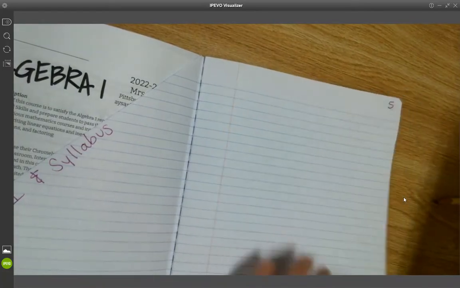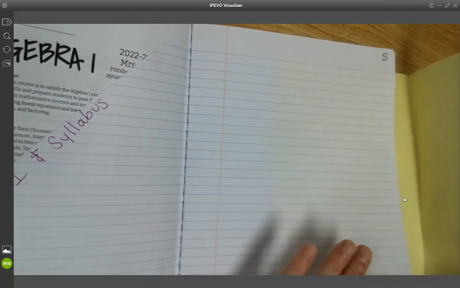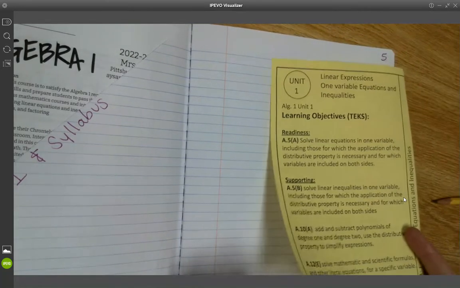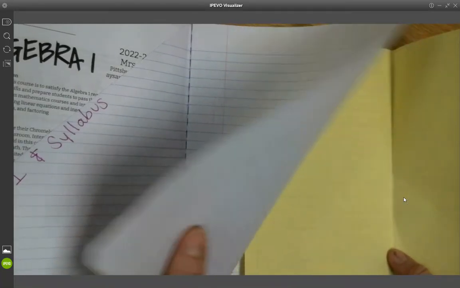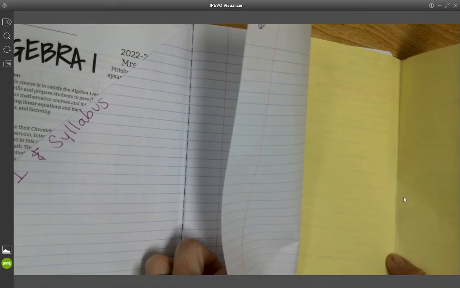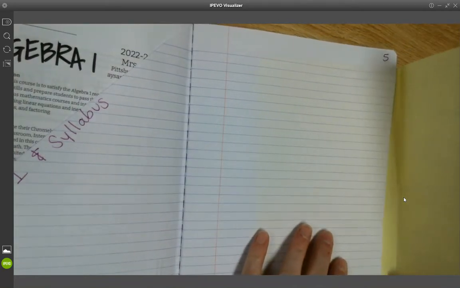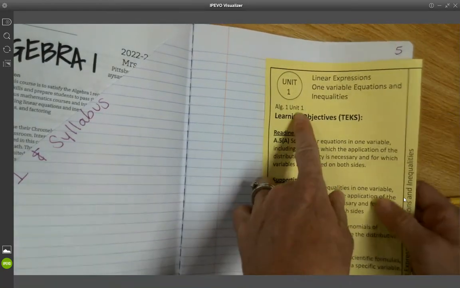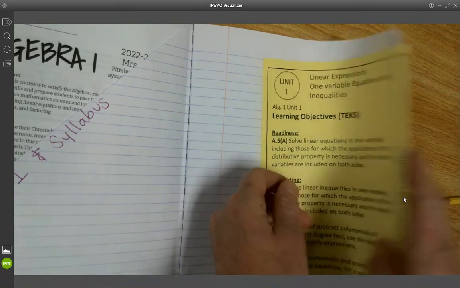So page 5 is right here. You are actually going to wrap the page around page 5. Wrap this yellow sheet around it. So see how I have page 5 and 6? You're going to wrap it around so that page 5 has the unit 1, page 6 has the vocabulary.